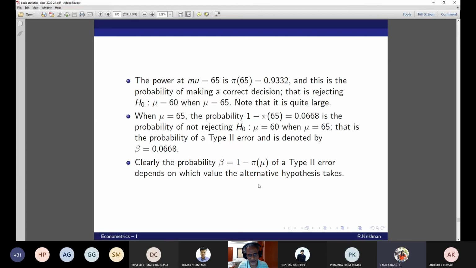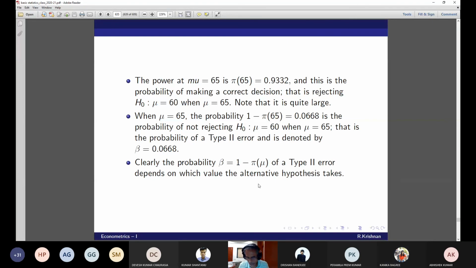Pi 61 will definitely be less than 0.9332, because it is very close to the null. What will be pi 70? It will be more than pi 65, definitely as close to 1 as possible, because power gives the ability to reject the null.